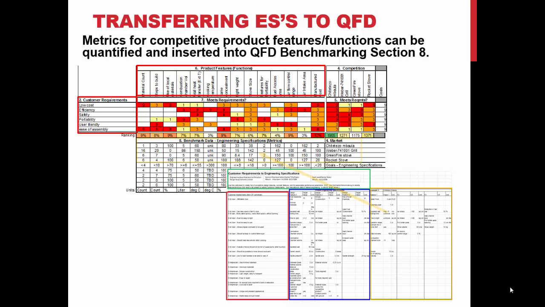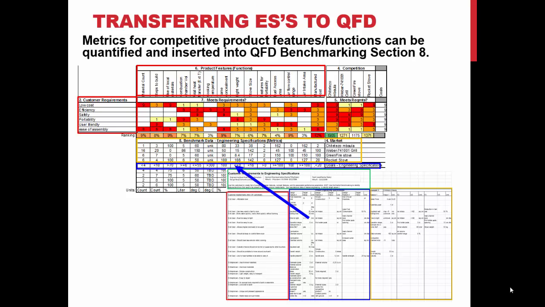After we get that in there, then we can take the benchmark data that we have and list that in there for each of the competitive products, as we can see shown here. Then lastly, as we get the engineering specifications developed, those would go in the goals for engineering specifications.